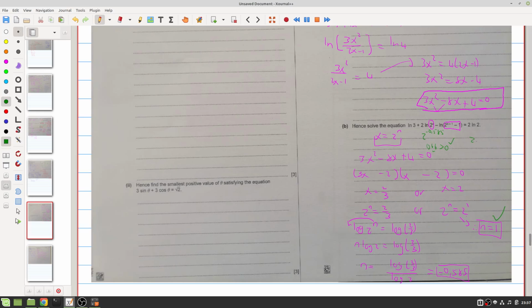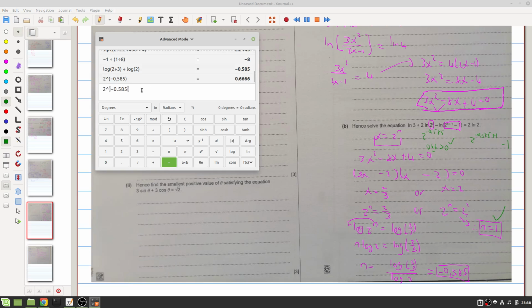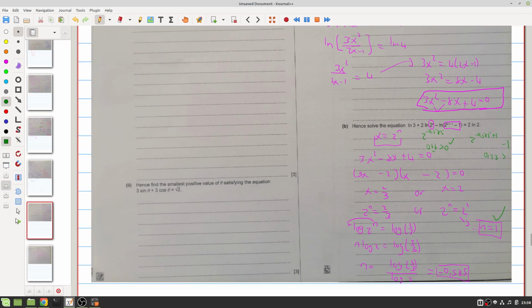And over here, 2 to the power n, so negative 0.585 plus 1 minus 1. So 2 to the power of that plus 1 and minus 1. That's 0.33, that's also bigger than 0, so that also works. So both of those answers are fine.